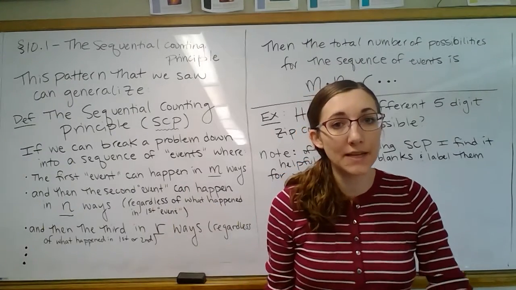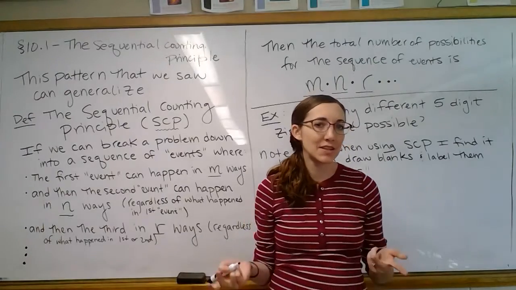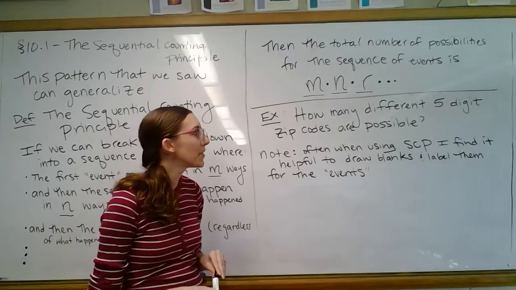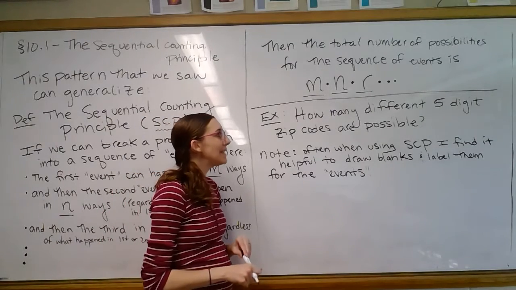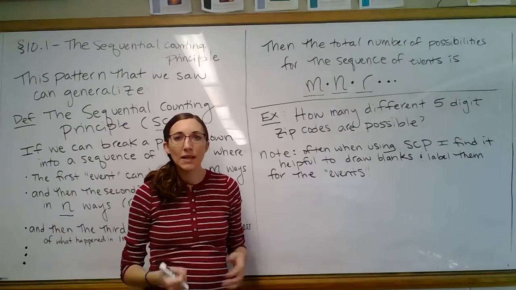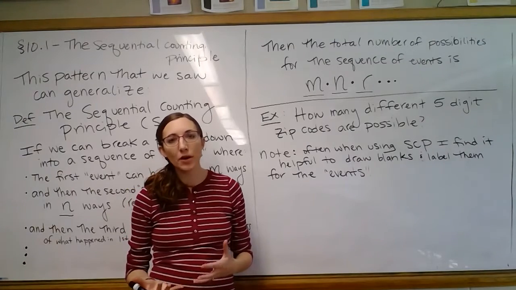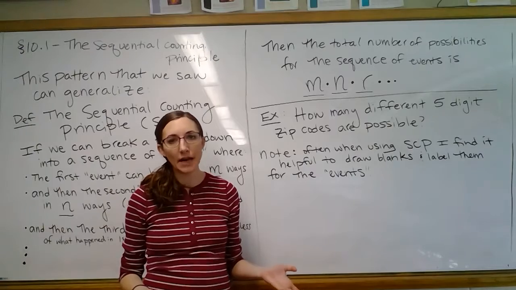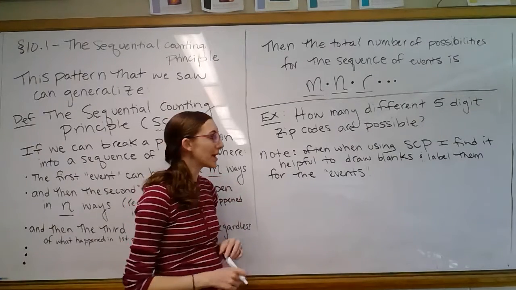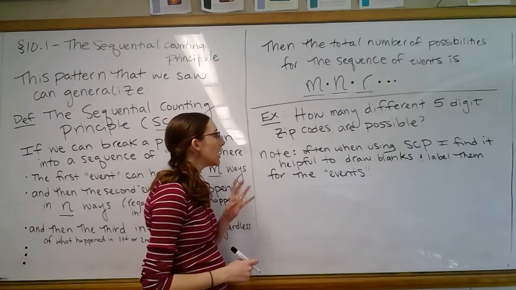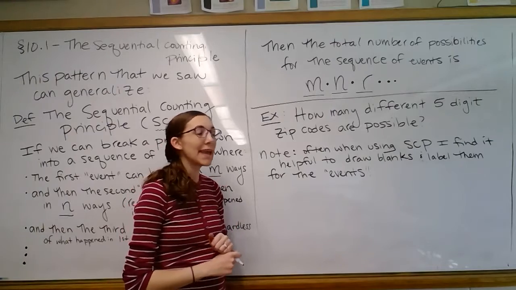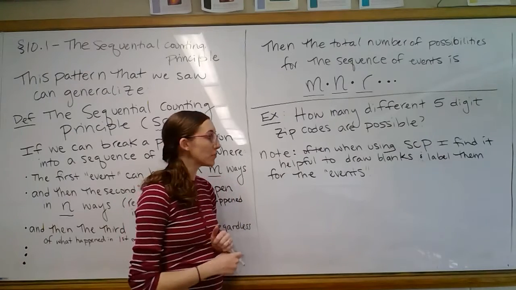So let's look at a different example where event is maybe not what we would have thought of based on the previous ones. This one asks, how many different 5-digit zip codes are possible? Like for instance, Sterling's zip code is 67579, right? We've got a string of 5 different digits to make up that zip code. We want to figure out how many total ones are possible. And we're going to see, can we use this sequential counting principle?